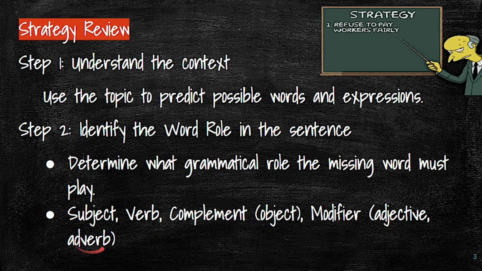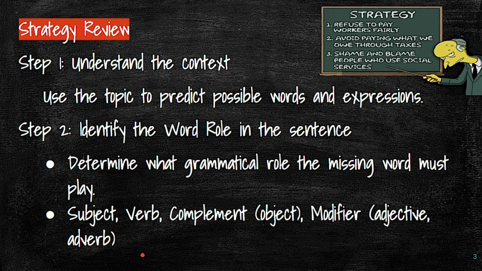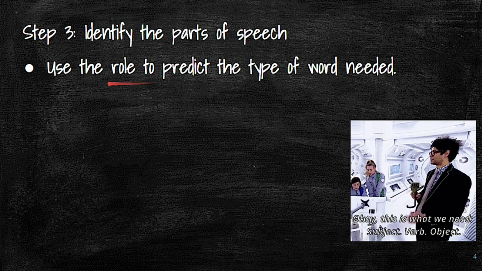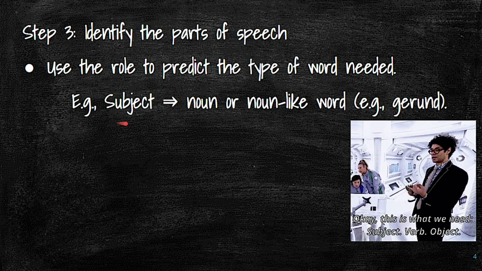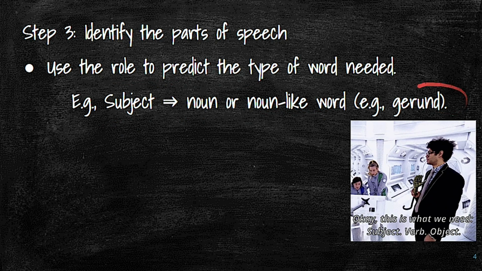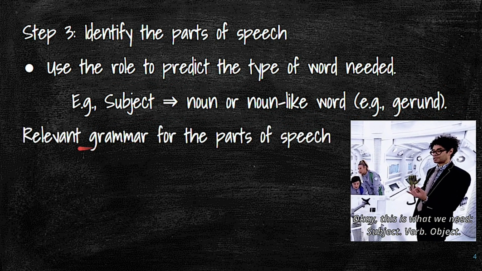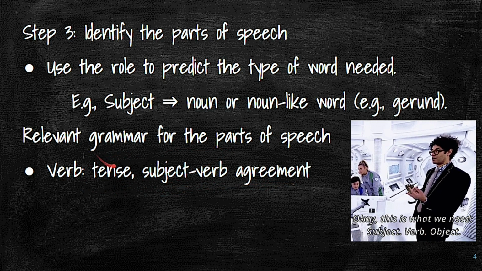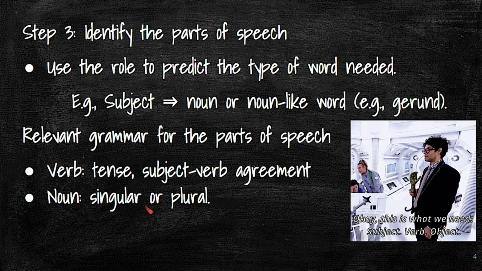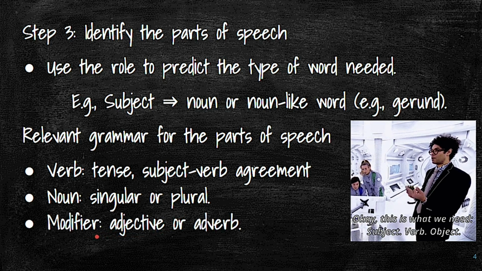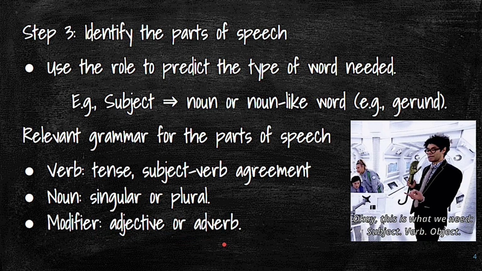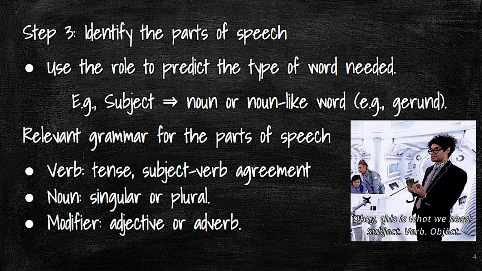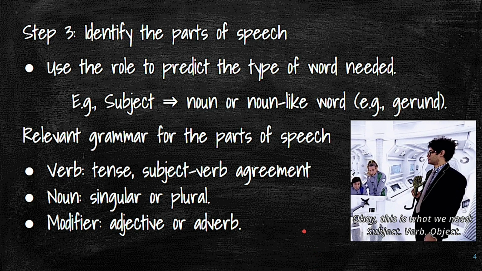The first step is always to determine what role the missing word must play. Once you know the role, you can predict what type of word can fit in that position. For example, if the missing word is the subject, it is usually a noun or a word that functions like a noun, such as a gerund. If the missing word is a verb, always check the tense and whether the subject is singular or plural. If the missing word is a noun, check whether it should be singular or plural. If the missing word is a modifier, decide whether you need an adjective or an adverb. By following these steps, complete the words questions become much more predictable. Instead of guessing, you can use grammar and context to logically find the answer.